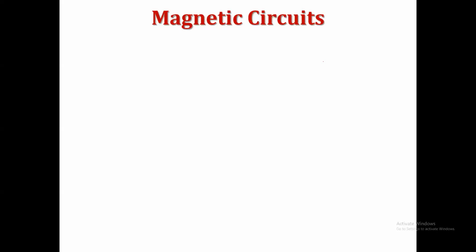My first question is, how can you define the magnetic circuit? How do you define the DC circuit? Will you please remember? What is the definition of DC circuit? A closed path followed by direct current is called a DC circuit.